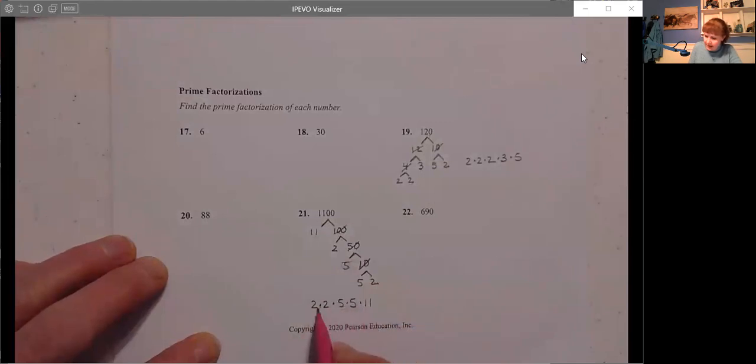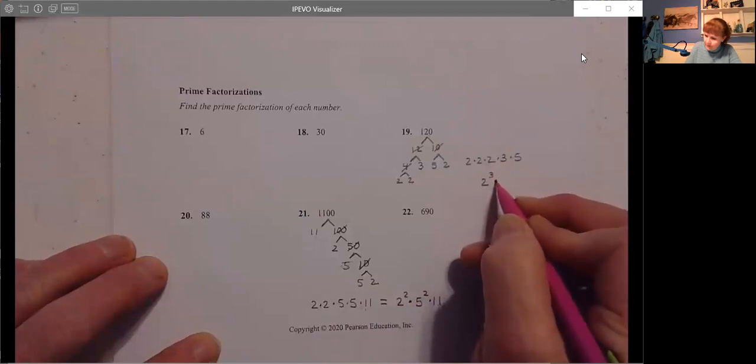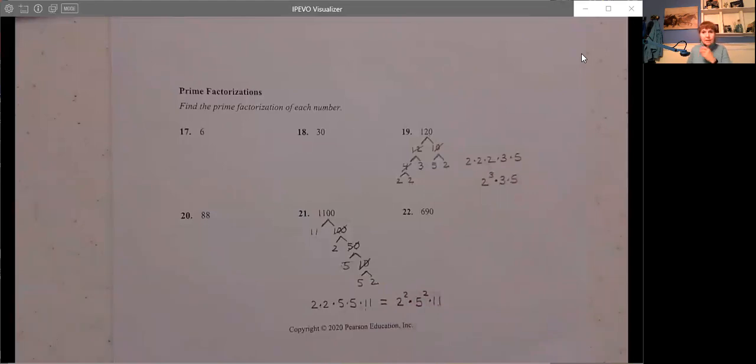So this is an answer MyMathLab should accept, or you could do 2 squared, 5 squared. So you have 2 of those, and 1 11. Just like this one could have been 2 cubed. Okay, either one should be acceptable.